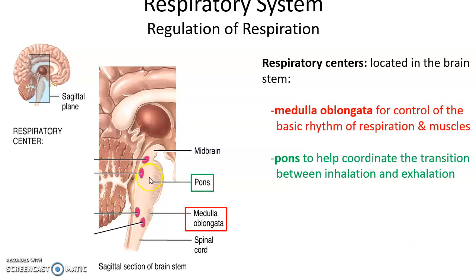The pons, another part of the brainstem, helps to coordinate the transition between inhalation and exhalation. Basically, the job of the pons is to make sure we don't breathe in so deeply we damage the lungs. So the pons prevents us from breathing in so deeply that the lungs get overstretched and damaged.